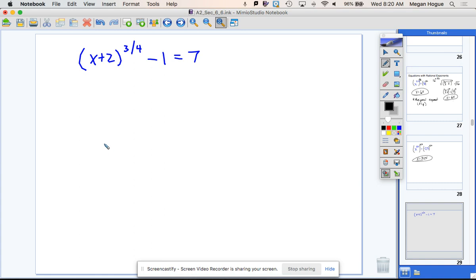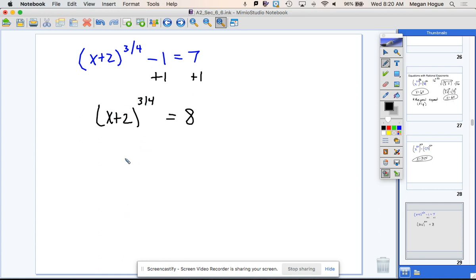All right, we've got x plus 2 to the 3/4 minus 1 equals 7. So I jumped up a little bit on this one. Didn't warn you. Just bam, right there. Do you think I can distribute that 3/4? No, because of that addition. All right, so let's get this by itself first. Let's deal with that. So let's add the 1. So x plus 2, still to the 3/4, equals 8.